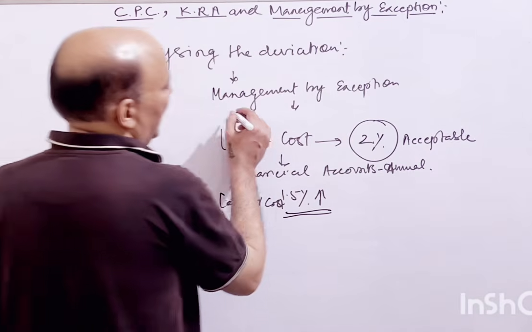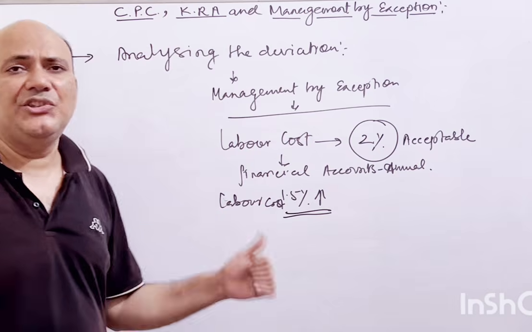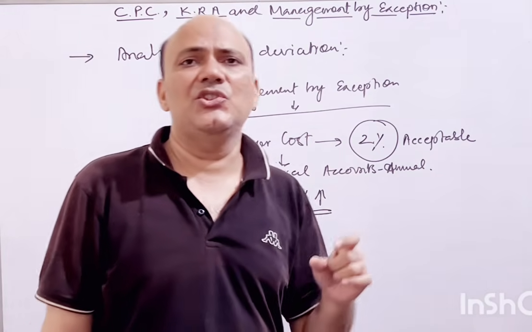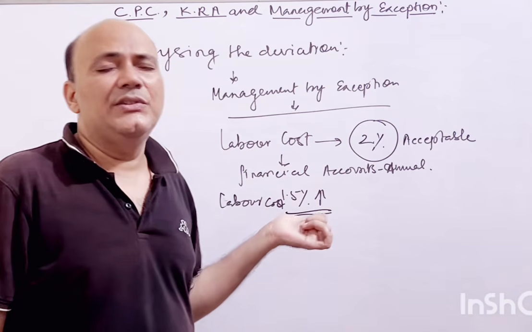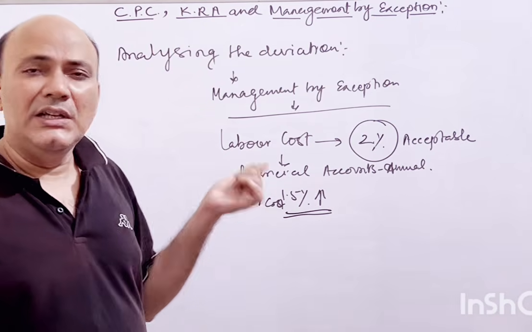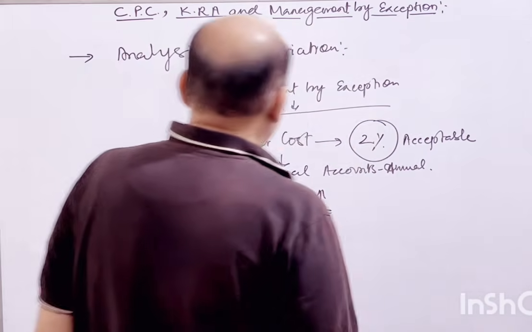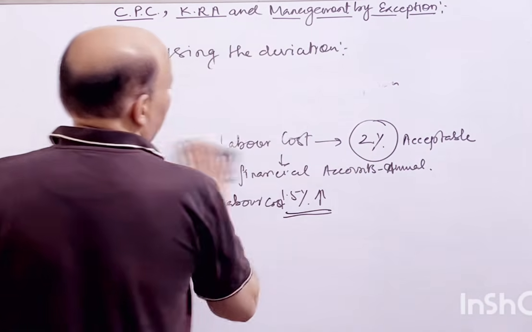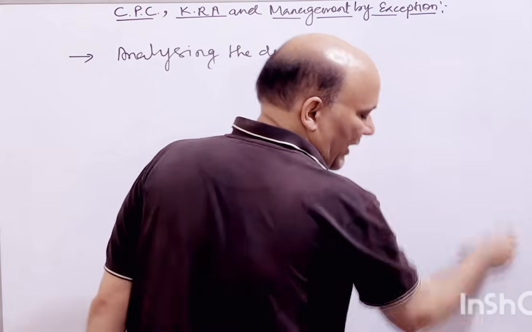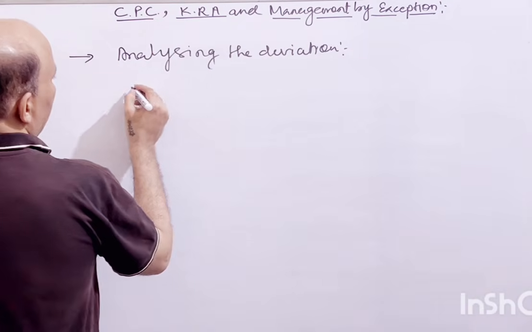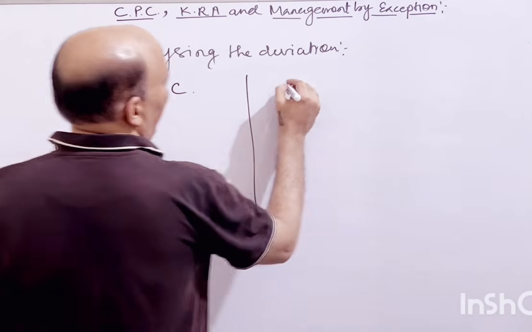This is called management by exception. Only those things which are exceptional in nature can be taken into the attention of the top manager, so that they can find the reasons and try to give the corrective action plan for the same. Now we will try to understand what exactly is the difference between the CPC and the MBE, right? Let's say CPC is here and MBE.